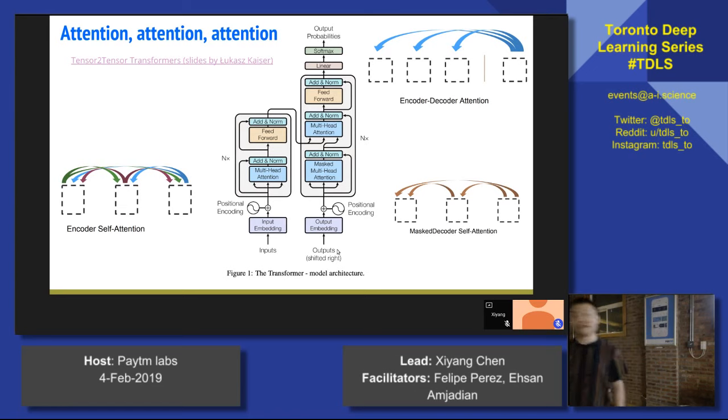Okay, any questions about attention so far? Okay, by the way, these 3 pictures are stolen from one of the authors who gave a really good presentation on this. I suggest you check it out.